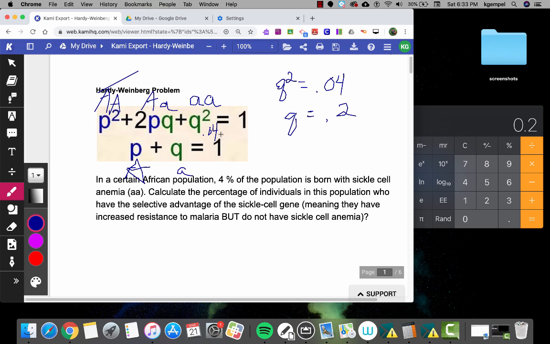So now I have Q, I had Q squared. That's usually what's given to you, because that's the only one that you can usually see when you're looking at a population. And Q plus P are going to be equal to 1. So if I have Q at 0.2, I know, of course, that P is going to be equal to what? 0.8. Okay, now I have everything I need in order to go back to this equation.